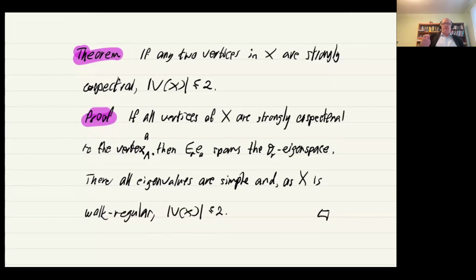Now this doesn't prove that a strongly regular graph can't have strongly cospectral vertices, but that's actually true. But to prove that, I have to fiddle a bit more with the theory of strongly regular graphs than I want to at this point.